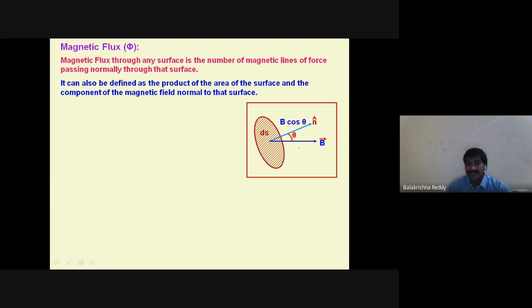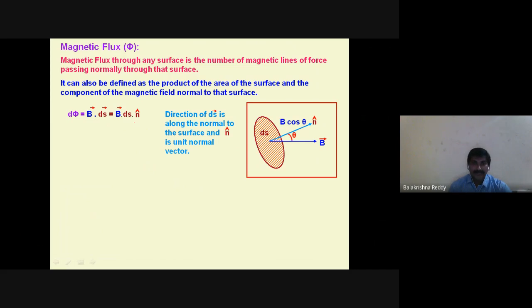Next, with respect to this area, in the triangle component, if you consider this as the hypotenuse and this is B, then B cos theta is the component in that direction. So for a small amount of flux, dΦ equals the product of the magnetic field and the unit area dS, that is B · dS, in the direction of n cap.